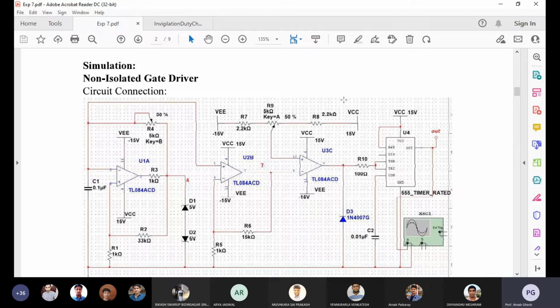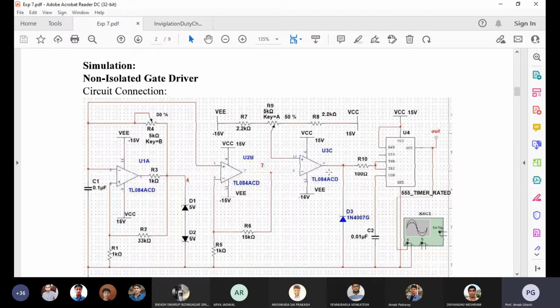Now you are comparing that amplified triangular waveform with the DC value coming from the port. If you compare them directly, PWM is obtained here. Then through that PWM you can send it to TP5. So that is the basic thing. And what is the purpose of the diode? To minimize the negative signal.